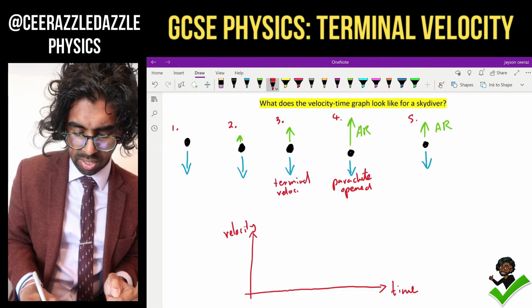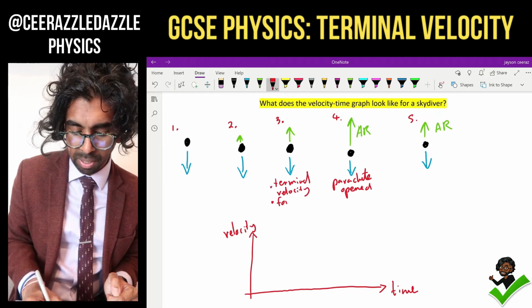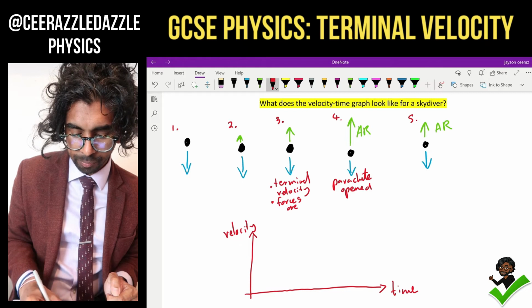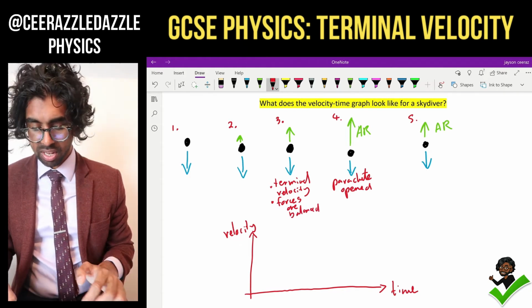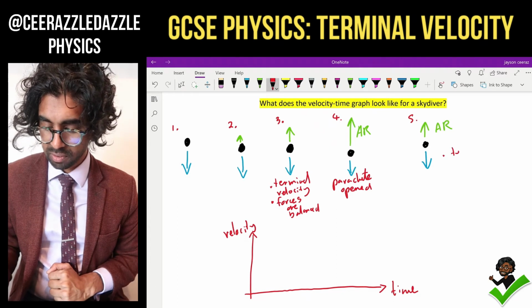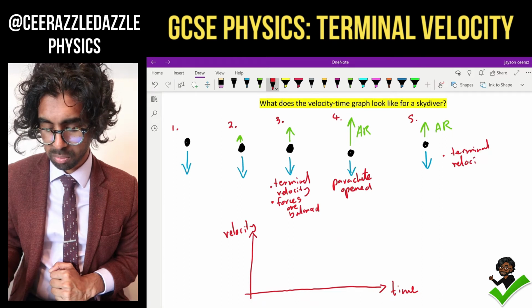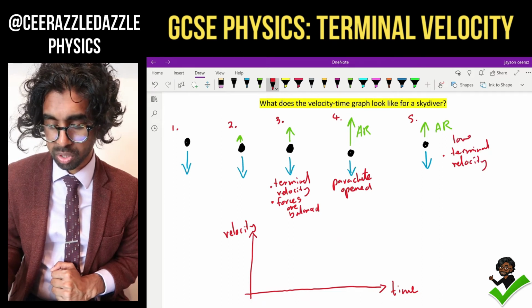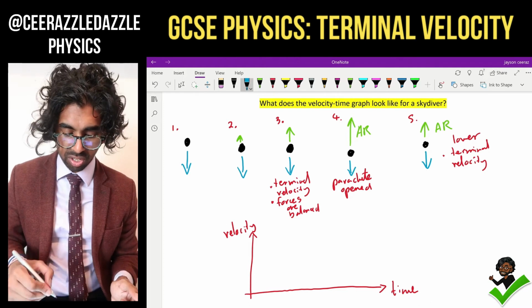The forces are balanced. And then last of all, once again, it's another terminal velocity here. But this is lower, so this is definitely lower, which is safer for you to make that landing. Okay, so let's try and sketch the graph.